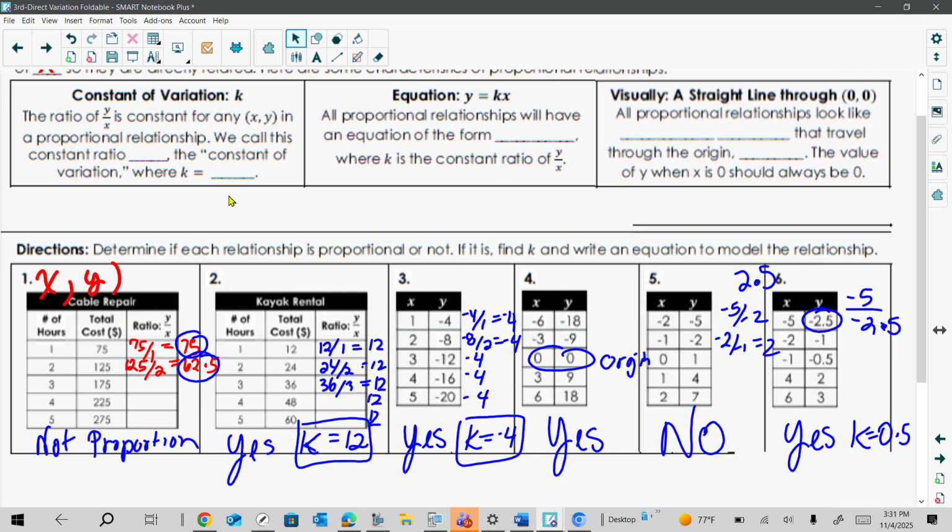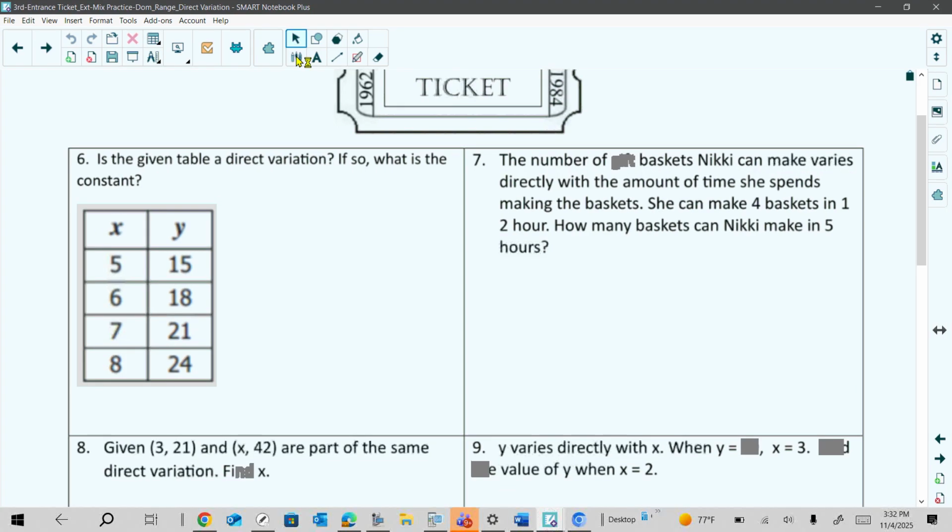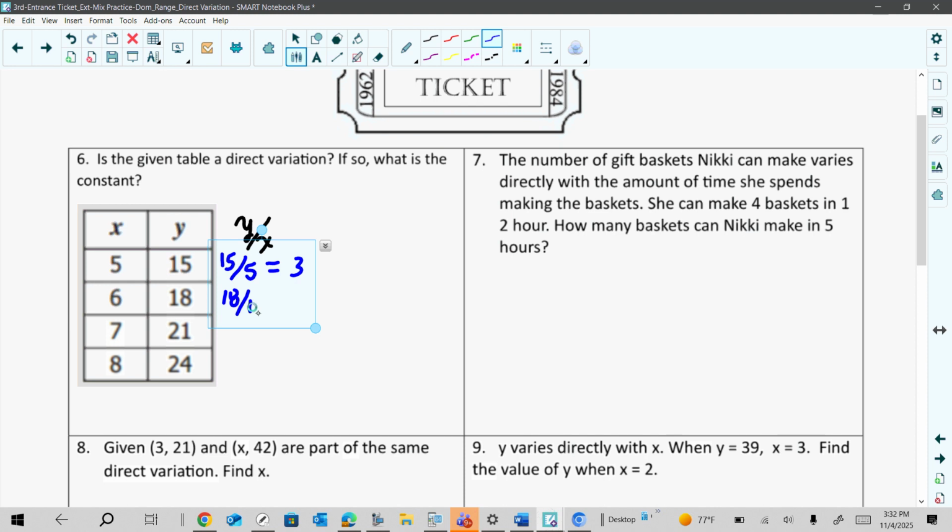So this is to determine if it's direct variation. We have to do the ratio of y over x and check each value. So for this, remember, we're doing y over x. We're checking the value of each. So here, for it to be a direct variation, it has to come out to the same number each time. So check this and see if it's a direct variation, and if it is, then that constant change is your K, okay?